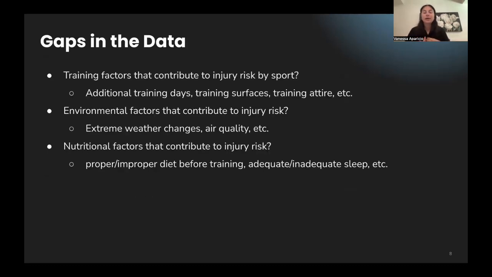Gaps in the data that I would want to evaluate include training factors that contribute to injury risk by sport. I'd also want to look at environmental factors that might contribute to injury risk. I'd also be curious about nutritional factors. So, if our athletes are eating properly, getting enough sleep, and taking care of their bodies the way that they need to prevent getting injured in the future.